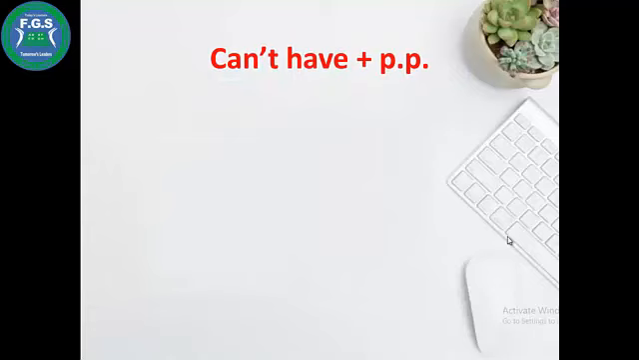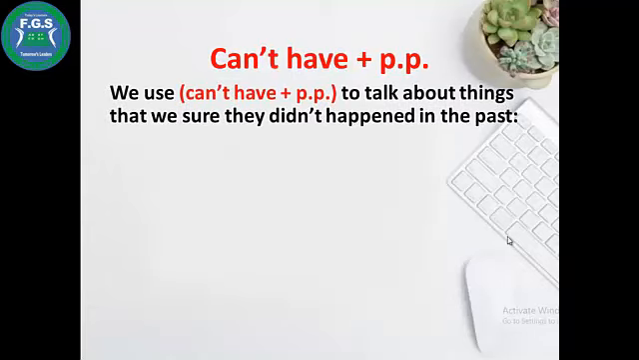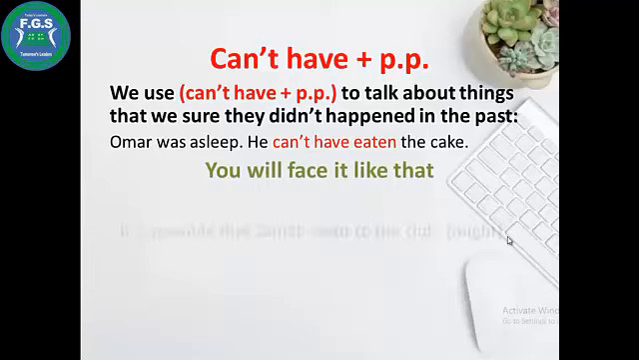We use can't have plus the past participle to talk about things that we are sure didn't happen in the past. Omar was asleep. He can't have eaten the cake.